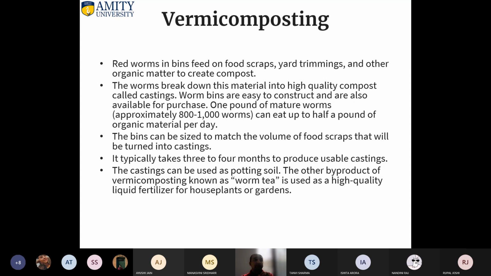The red worms are basically what is used, and they have written here that they are kept in bins and fed on food scraps, yard trimmings, that is, wood scrapings, and other organic matter to create compost. In the article they have mentioned that if you want quality compost, it will be entirely coming out of the scrapings or the material that they have used.